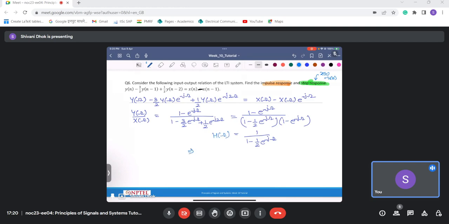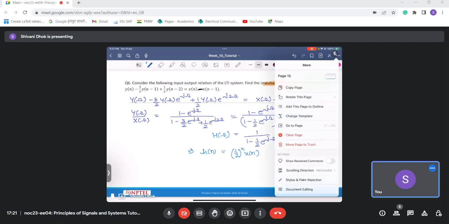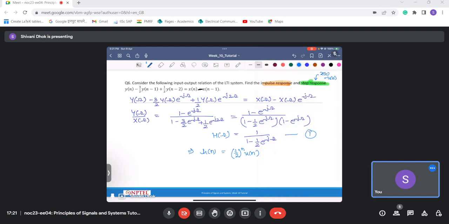Which means that my impulse response will be the inverse DTFT of this h of omega. And we have seen this equation previously. So this comes out as h of n is equal to 1 by 2 power n u of n. Let me number this as equation 1. This is my impulse response.